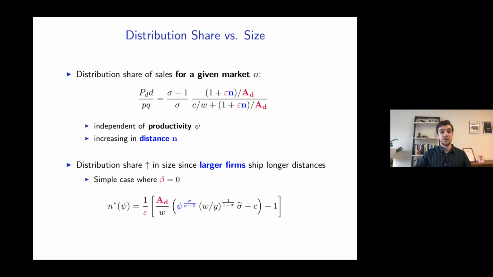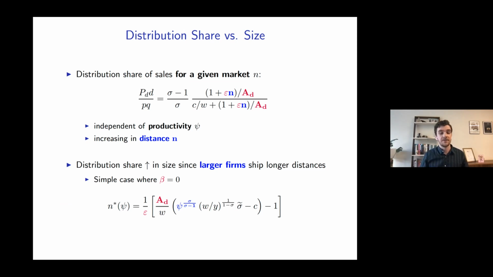But the distribution share is going to be increasing in distance N. So the further away you sell, the higher your distribution share in that market. And of course, the distribution share is increasing in epsilon and decreasing in the productivity of the distribution sector. So what's going on in the model is simply that, conditional on the market you sell to, all firms have the same distribution share, but larger firms are just selling to further and further markets.